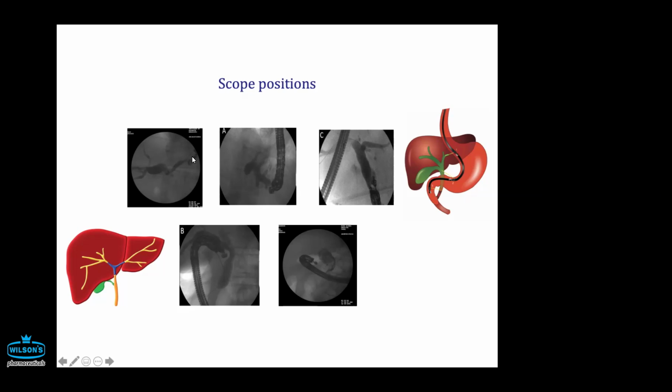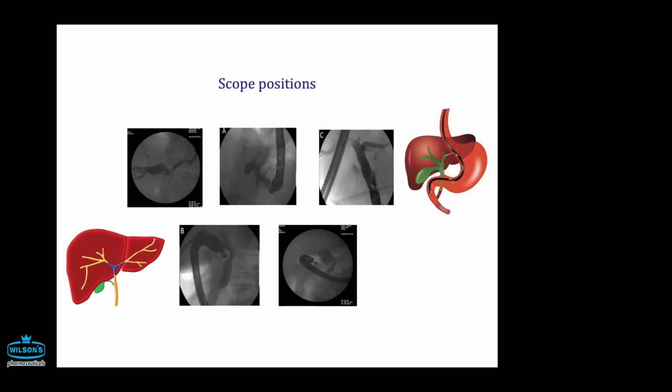This is a scope position for a segment 2 drainage. This is a scope position for segment 3 drainage. This is a scope position for choledochoduodenostomy. This is for rendezvous. And this is another one for rendezvous. So getting a good scope position is like playing soccer, you have to learn to identify the angles at which the ball has to go. And this is the first thing that you have to learn.